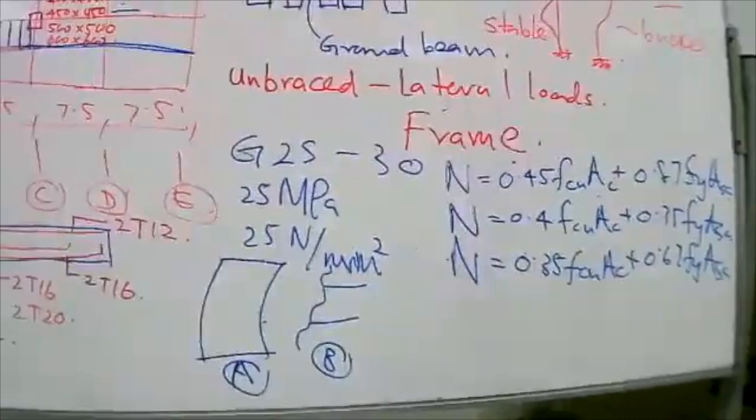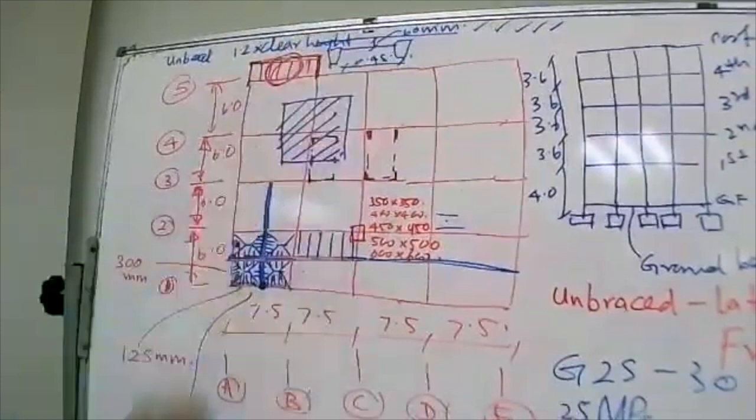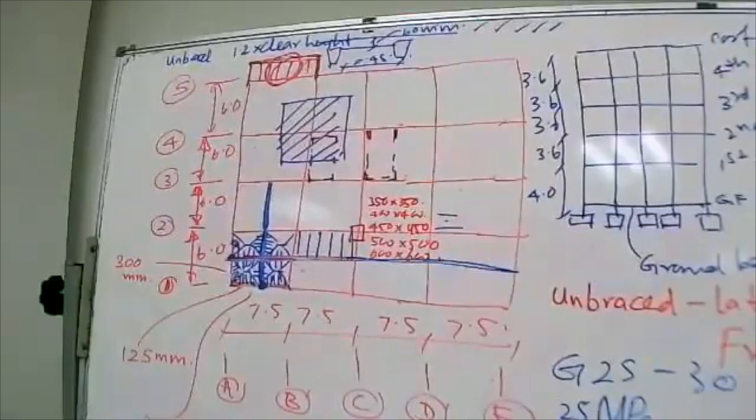An unbraced column, what is the effective height? Can be about 1.2 times clear height. Now the clear height is 3.6, 3.6 into 1.2. Can somebody give the answer? But you can see it's not 3.6. The clear height is 3 meters. 3 meters into 1.2, 3.6 meters. And divided by 500.